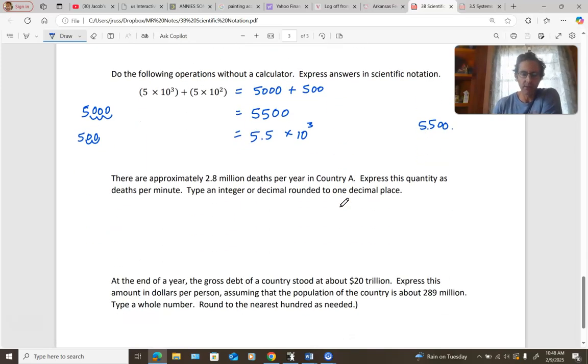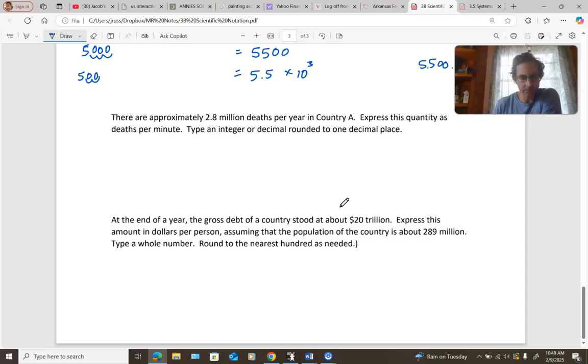All right, so the last thing we're going to do is look at a couple problems in which we can do some arithmetic with numbers expressed in scientific notation to figure this out. So it says there's approximately 2.8 million deaths per year in country A. So we want to express this quantity as deaths per minute. So we're going to need to convert essentially years to minutes. And then it says type an integer or decimal rounded to 1 decimal place.